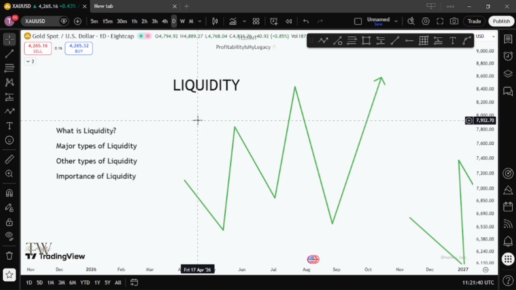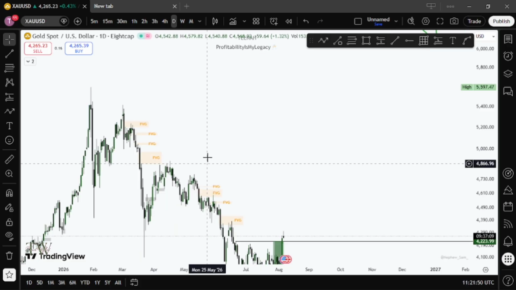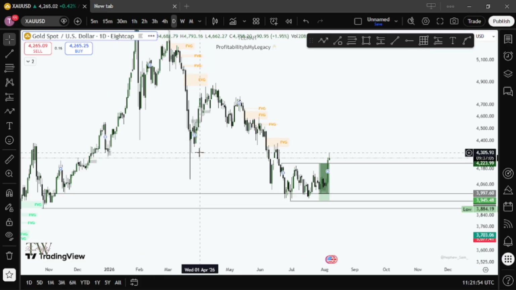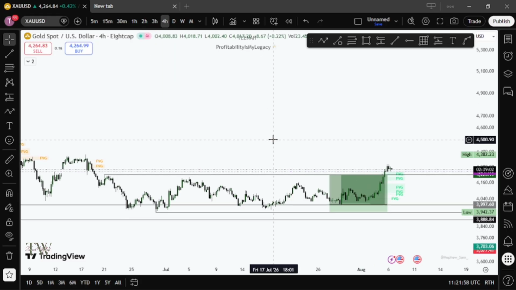It's just as simple as that. Okay, so let me see if I will use the previous POI on gold, because this is XAUUSD. Let me see if I can use it and explain something.